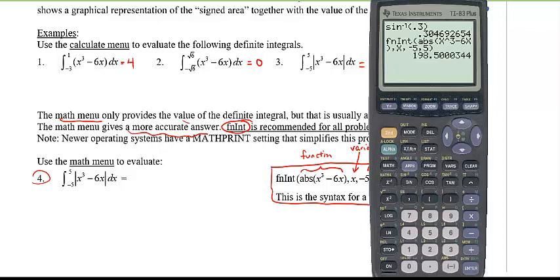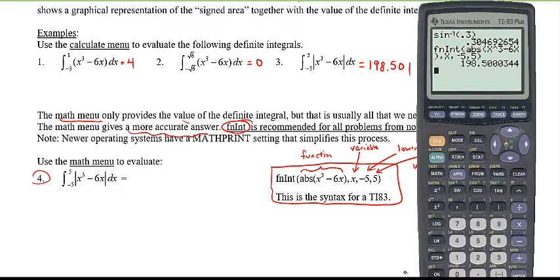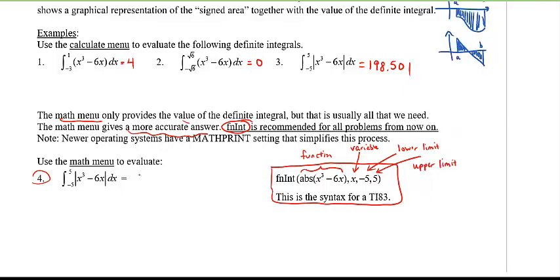Here we go. 198.50. Wait a minute. The answer is a little bit different than the previous one. 198.501. This is 198.500. Uh-oh. A little bit of difference. And that's why I said the math menu actually gives a more accurate answer.